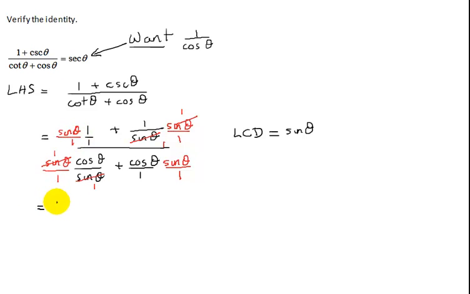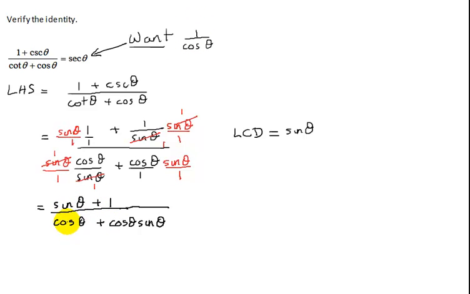My first term is sine theta plus 1 times 1 over 1 times 1 is 1, over cosine theta over 1, which is just cosine theta, plus cosine theta sine theta over 1, which is just cosine theta sine theta. Okay, so look where I'm going. This is all I want. Okay, what do I have?